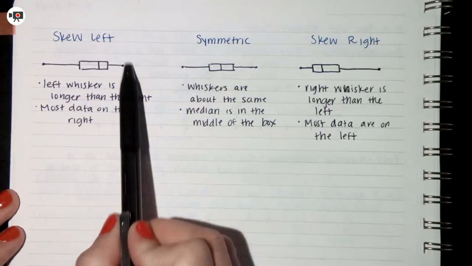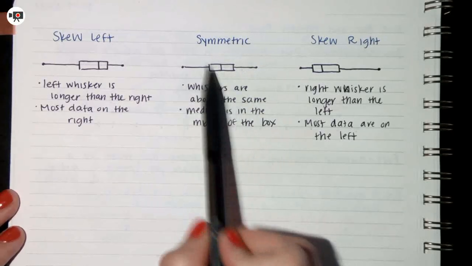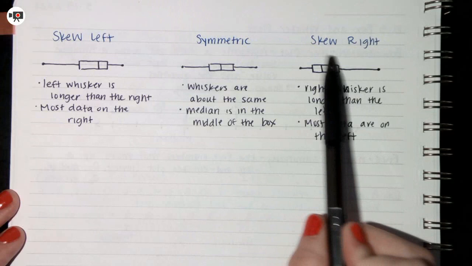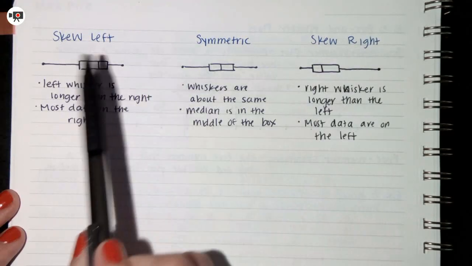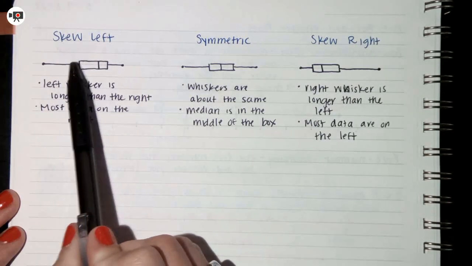So most of the data is on the right, most of the data is in the middle, and most of the data is on the left. So the skew tells you which way the tail points.